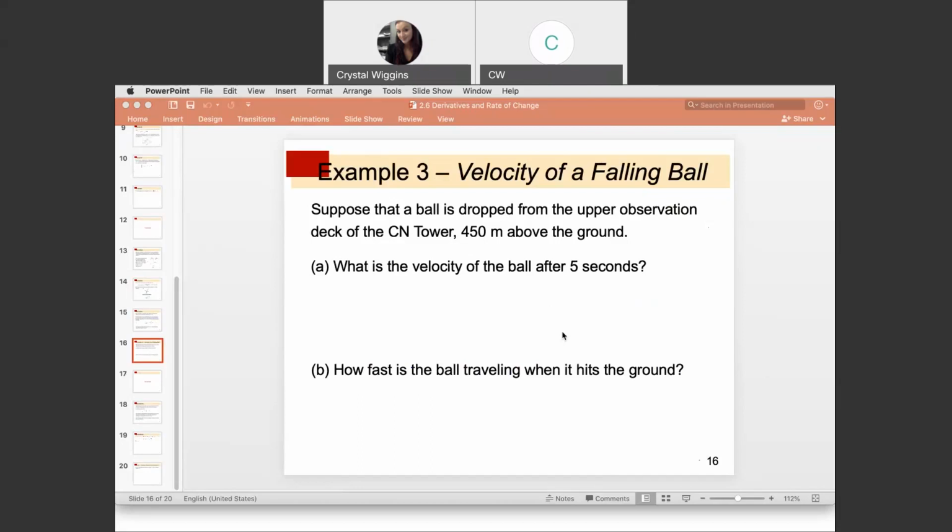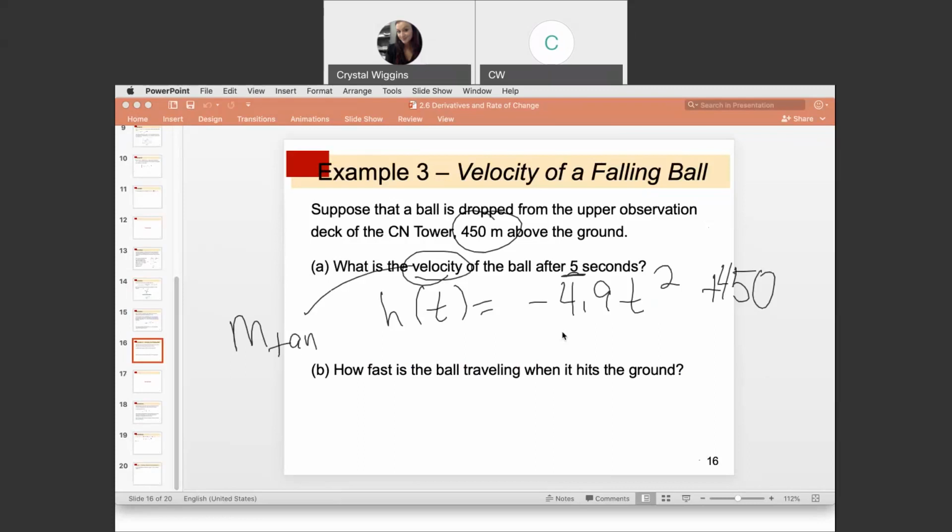Okay, well, let's come up with our equation first. What we do know about the position function when it comes to a free-falling object is that the position, or the height of the object, after time t in seconds is equal to negative 4.9 t squared. And in this case, we're going to add the initial height. The initial height of the ball is 450 meters. So our equation becomes negative 4.9 t squared plus 450. And we want to find the velocity of the ball after 5 seconds. So essentially, what is this asking? It's asking us to find the slope of the tangent line at x equals 5.